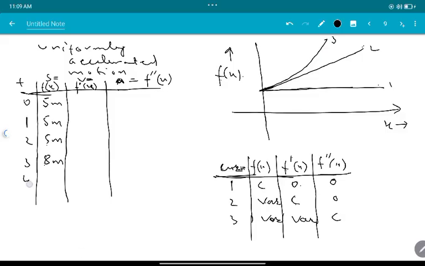Now at the end of the fourth second, this is 11 meters. How much distance did it cover in the first second? 3. In the second, 3. And in the next interval again 3. That means f(x) is changing. That means f(t) is changing, but changing at a constant rate. If that is the case, it is not represented by the third curve. It is represented by the second.